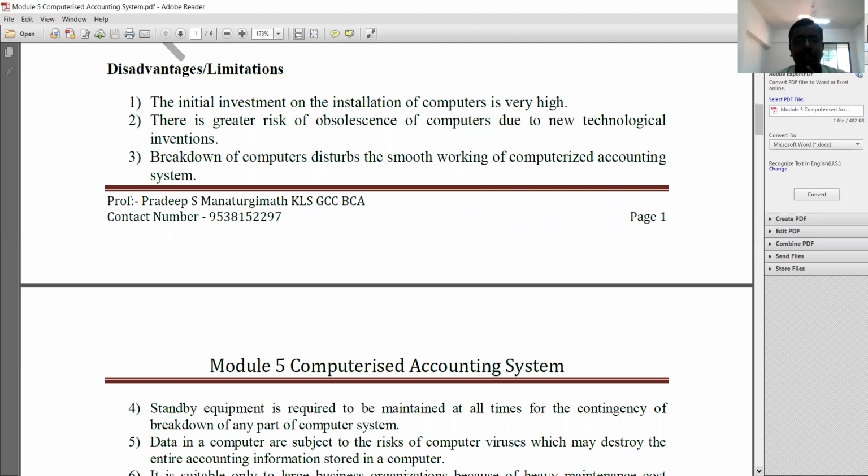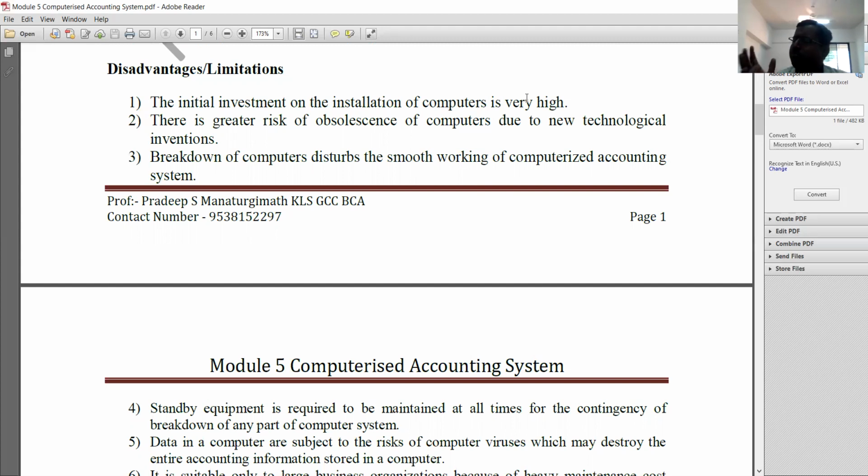The first disadvantage is that the operating cost will be less in computerized accounting system, but the initial investment on computers, the initial investment on software, and the initial investment on other electronic devices is very high. Sometimes it will not be affordable by the companies. That is the great drawback of this computerized accounting system. So the initial investment on the installation of computers is very high.